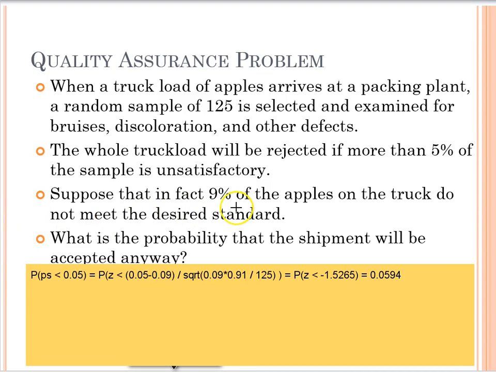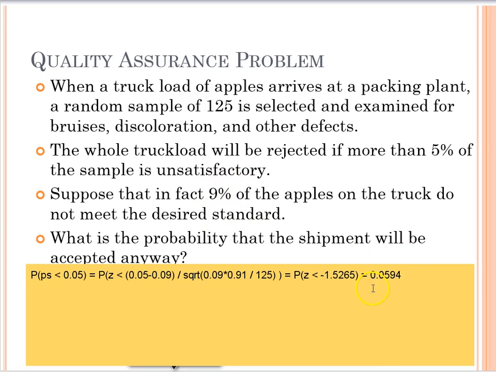So really what this problem is getting at is this. We have a truck with a lot of bad apples in it. It doesn't meet the criteria of 5%. But we can't check the whole population, and oftentimes we don't know this true population. So what we do instead is we select samples to test for bruising and discoloration. So if that sample is less than 5%, it gets shipped, even though the true proportion may not actually be less than 5%. The probability that you ship a truck that has bad apples like this anyway is quite low.